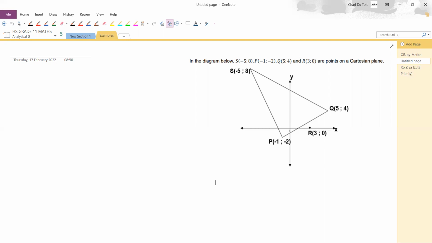Can you tell me when you've finished? Done. Okay, first thing, let's just get all the basics done. The first question is, I want to know what is the length of SQ. There you go, on your own. What is the length of SQ?